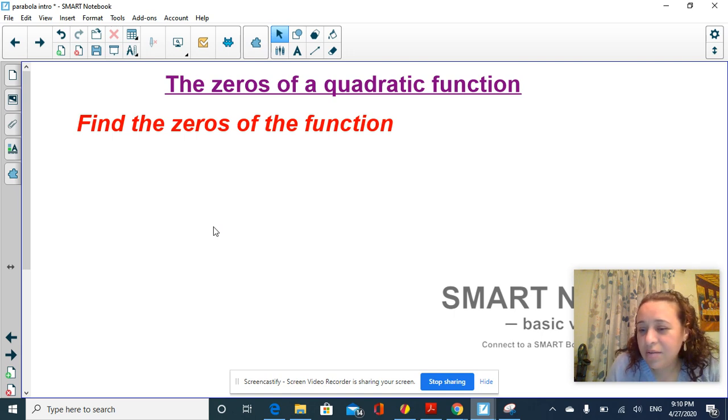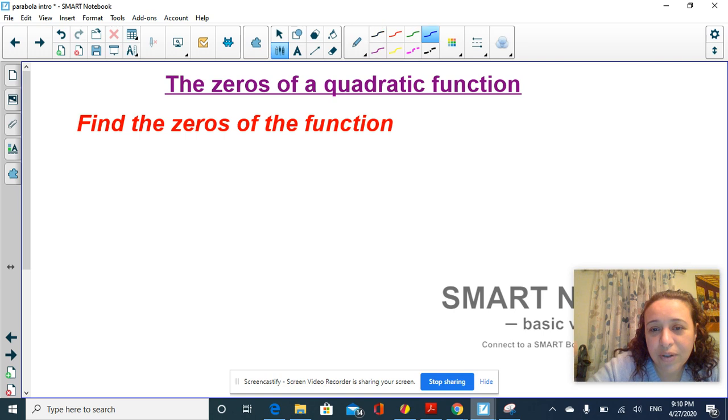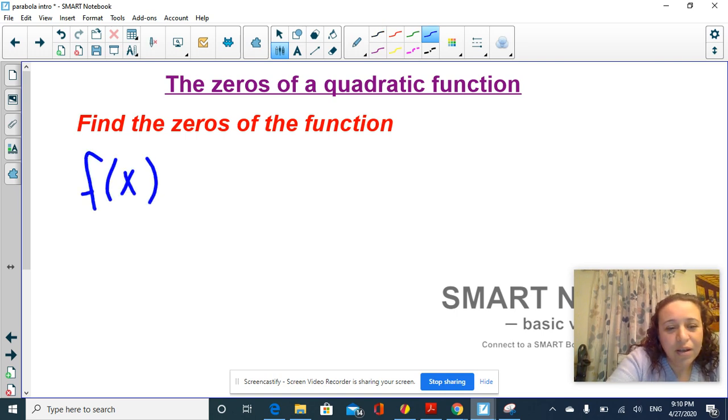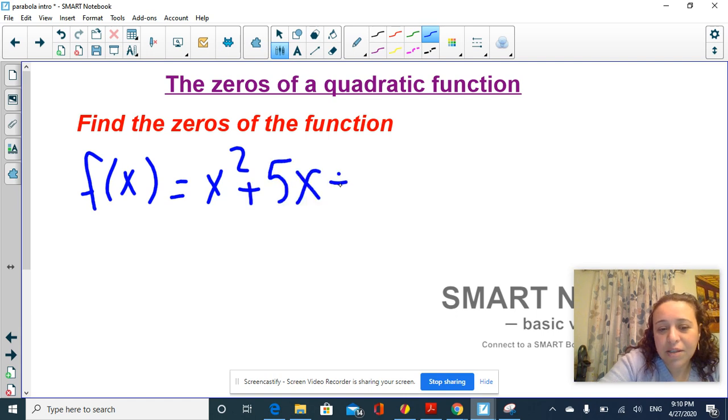The zeros of a function are the solutions, or the values of the variable that make the function equal 0. Okay. If I write a quadratic function, f of x equals x squared plus 5x plus 6, how can we find the zeros of this function?